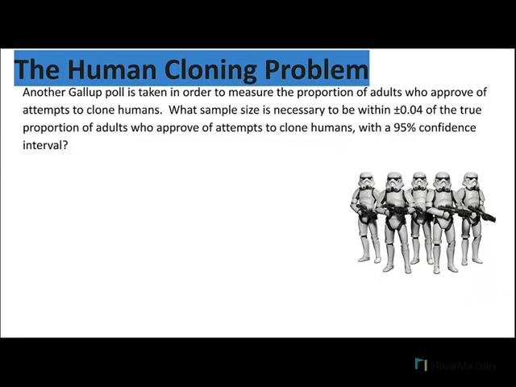So we're going to start with the new type of problem related to a confidence interval, but more specifically the margin of error. So in this type of problem, we know the margin of error we want. So in this case, we are trying to measure the proportion of adults who approve of attempts to clone humans, and we want to know what sample size we would need to be within 0.04, meaning we want our margin of error to be no bigger than 0.04 of the true proportion of adults who approve, and we know we want a 95% confidence interval.